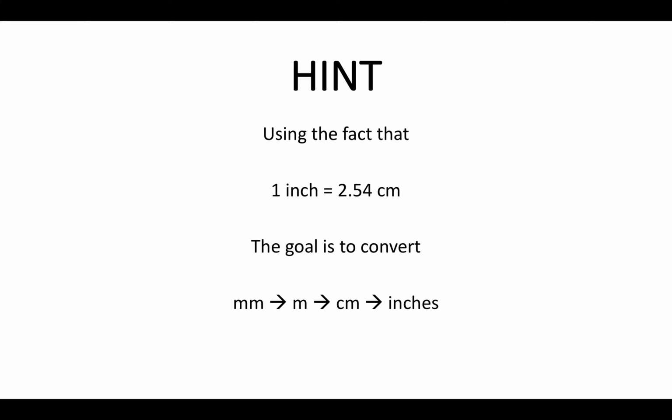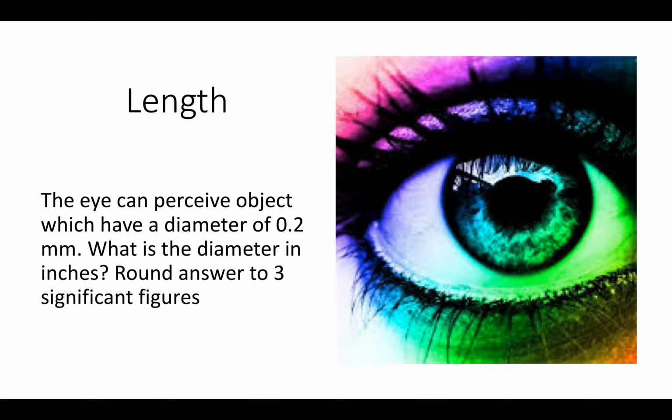So here's a hint. We're going to use the fact that 1 inch equals exactly 2.54 centimeters. That's an exact measurement, by the way. The goal is to convert from millimeters to meters, from meters to centimeters, and then from centimeters to inches, because our final answer has to be in inches. As you can see over here, it has to be in inches. Let's see if I can write on this pen right here. Final answer has to be in inches. There we go.